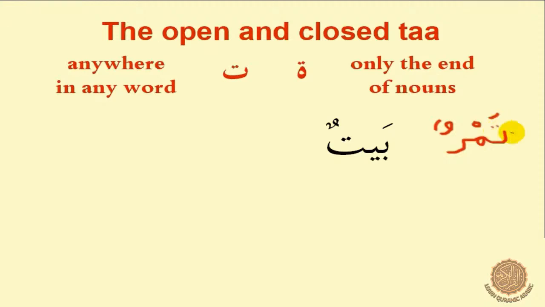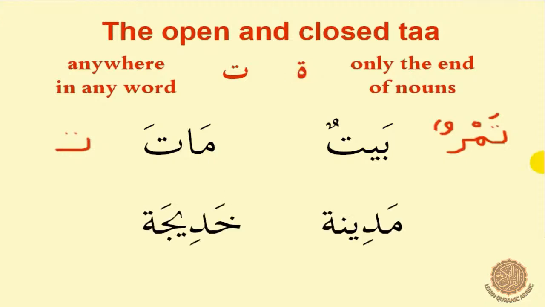We also have, for example, a verb here, mata, which means he died. And ta can also occur alone as a particle. And one of its usages is particle of swearing an oath. Now with the ta marbota, the closed ta, we have the following words.